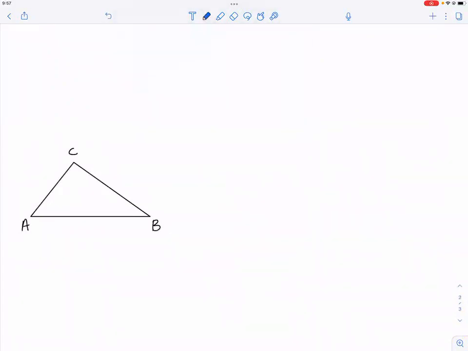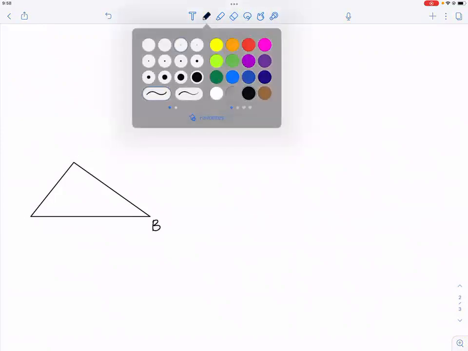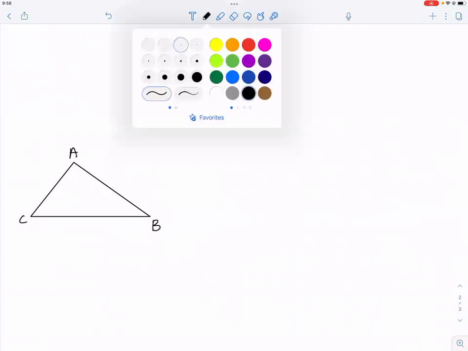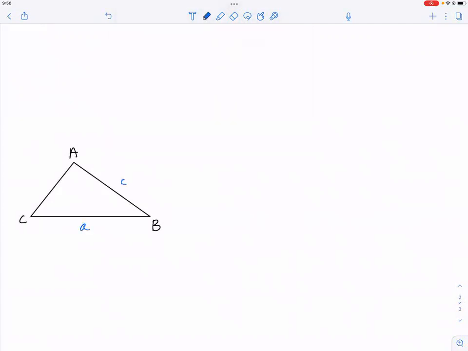And then also label the sides. So we have, actually, sorry, my bad. Let's go ahead and change the letters just a little bit. You'll see why I want to do that in a moment. So again, A is the top one, A, B, C, like this.